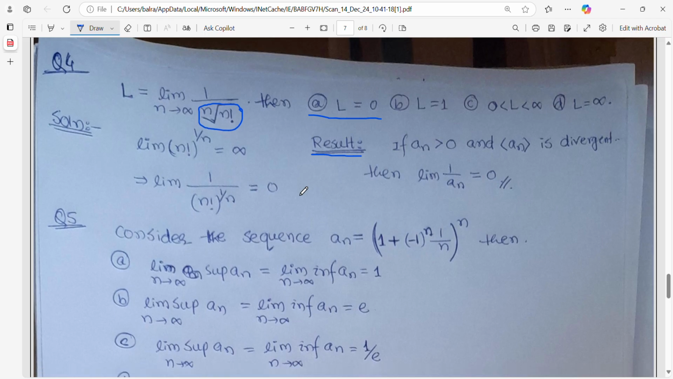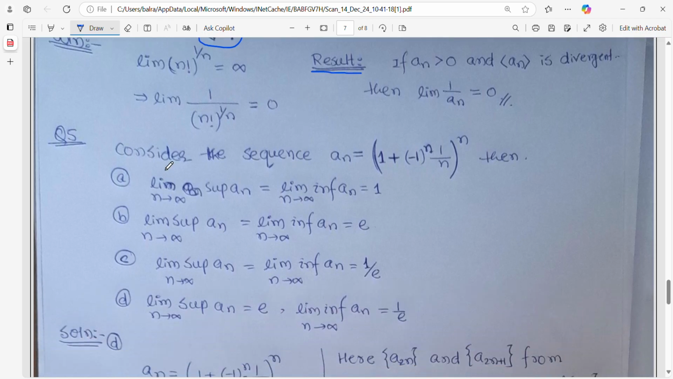Now another question. Consider the sequence an equal to (1 plus (minus 1) to the power n by n) whole to the power n. Then is the limit supremum of an equal to the limit infimum of an equal to 1? Or is limit supremum of an equal to limit infimum of an equal to e? Or limit supremum of an is e and limit infimum of an is 1 by e?